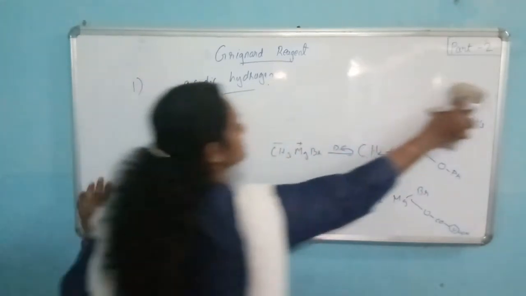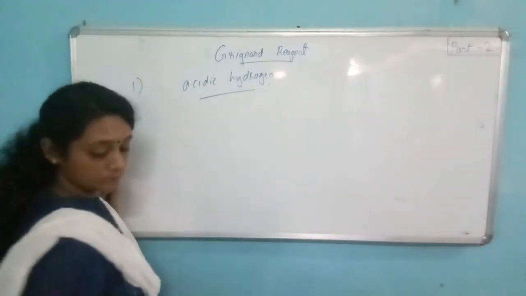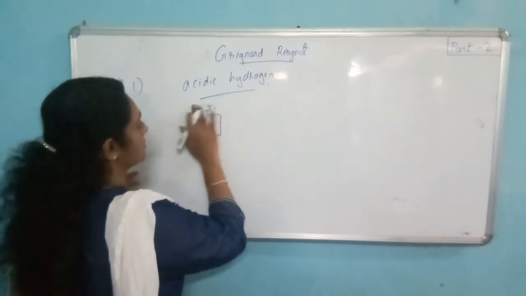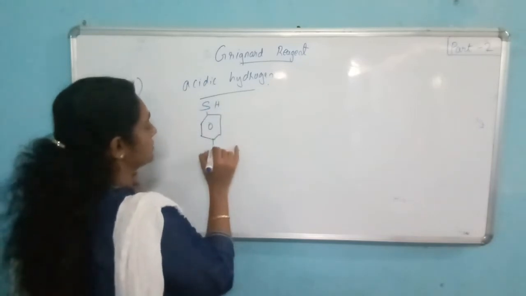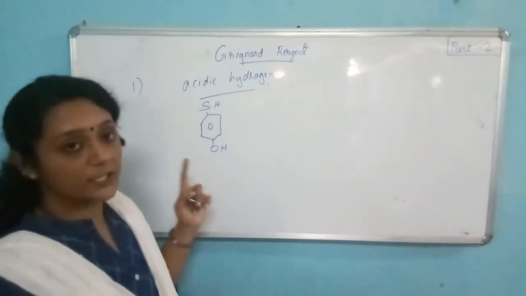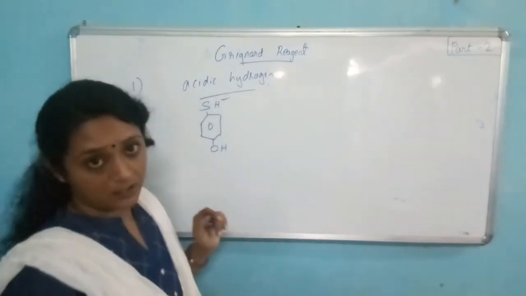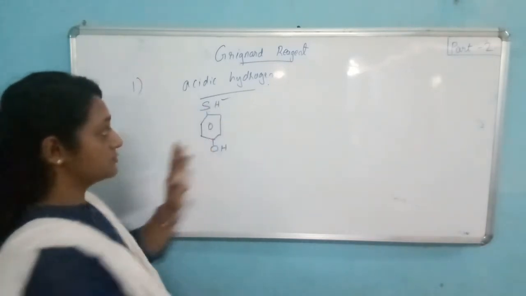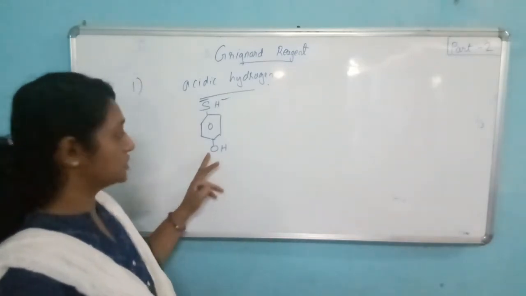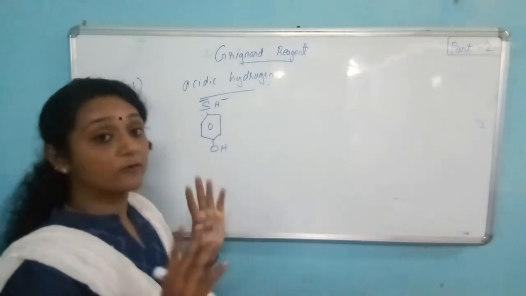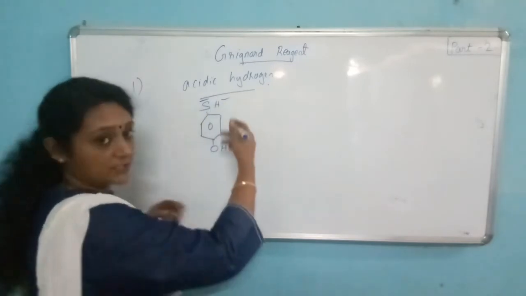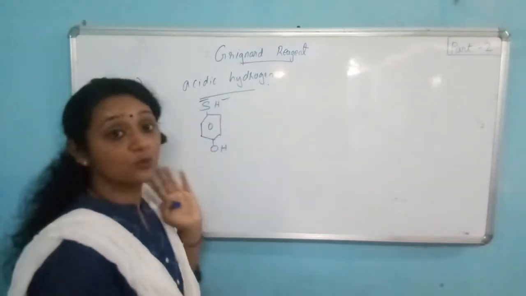And next compound is SH and OH. Which hydrogen is more acidic, thiol H or alcoholic H? Obviously, this hydrogen is highly acidic because after the removal of H plus, S gets a negative charge, and sulfur is having larger size than oxygen, so the negative charge is distributed over the larger surface area of sulfur and is more stabilized. Therefore, Grignard reagent accepts this H plus and is converted to alkane.